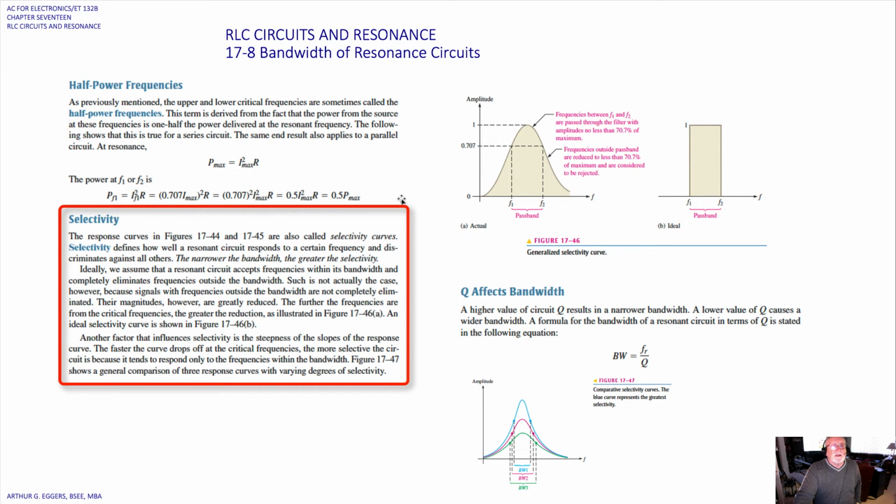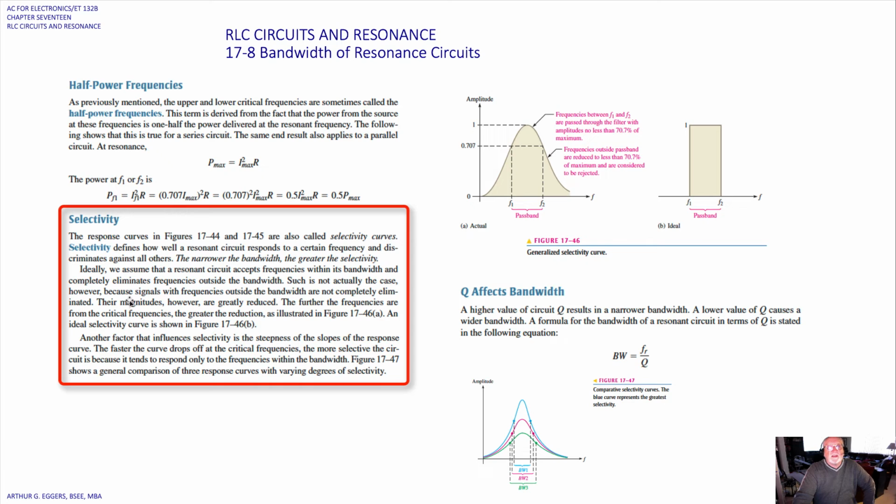Selectivity then is the response of a circuit based on its frequency. Selectivity defines how well a resonant circuit responds to a certain frequency and discriminates against others. The narrower the bandwidth, the greater the selectivity. And we can see that in some of our depictions here of what's going on.